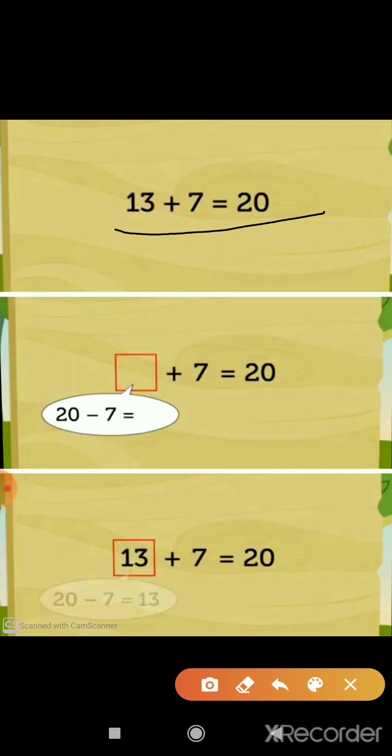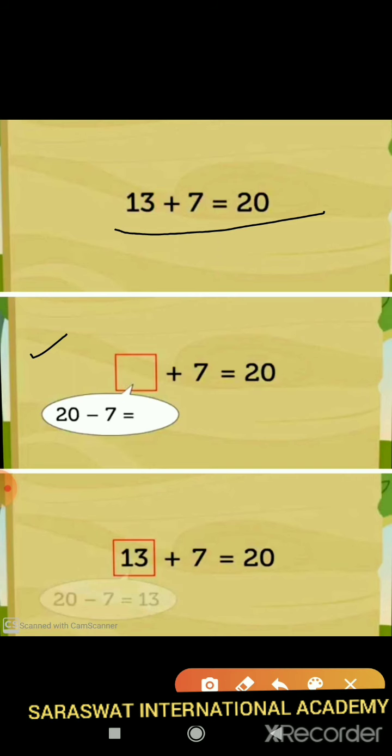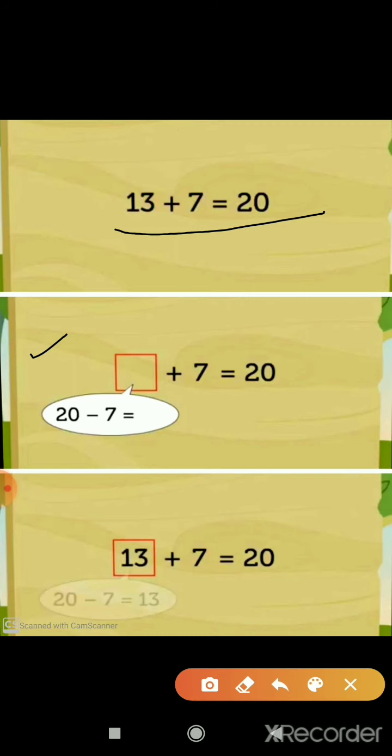Now students, here we have to find a missing number. To find any missing number, we need to subtract the given number from the sum. Whenever we are adding numbers, the answer is known as its sum. So here 20 is the sum.